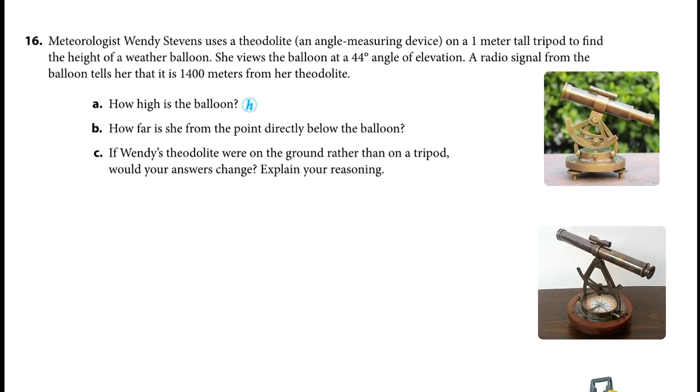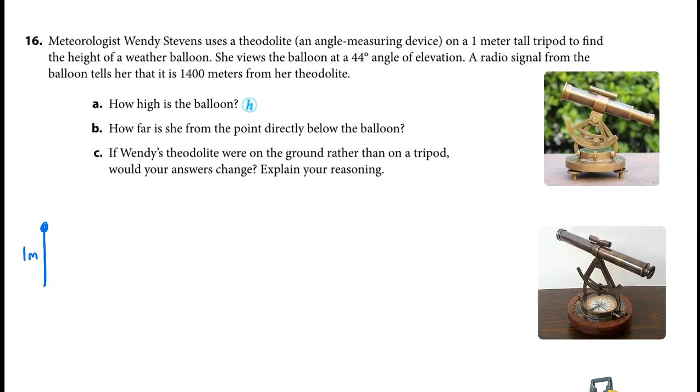A meteorologist uses a theodolite. So this theodolite picture's on the left. It's just basically a telescope with a protractor under it. So it measures what angle you're looking at. Okay, and on a 1 meter tall tripod, so it's off the ground by 1 meter, to find the height of a weather balloon.